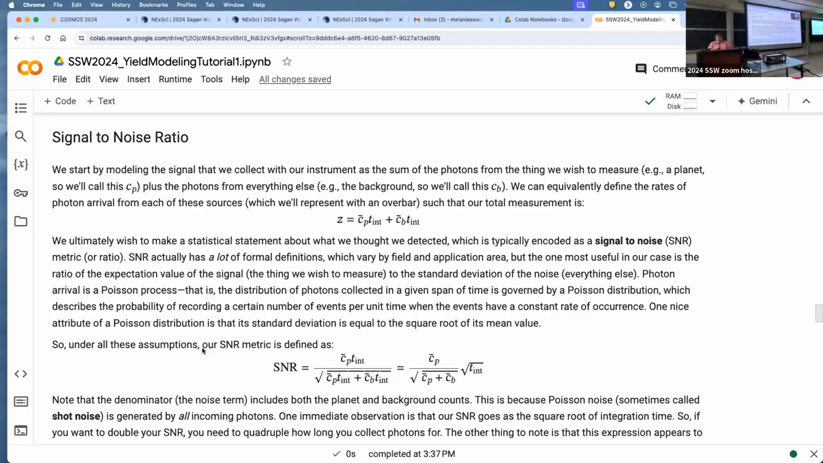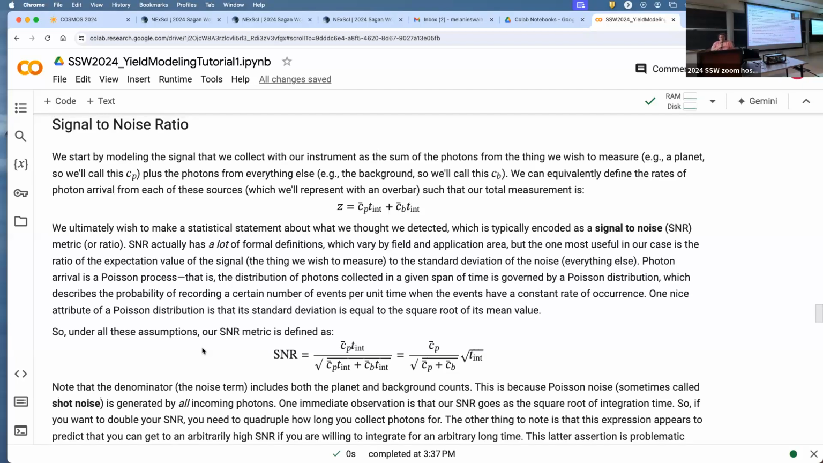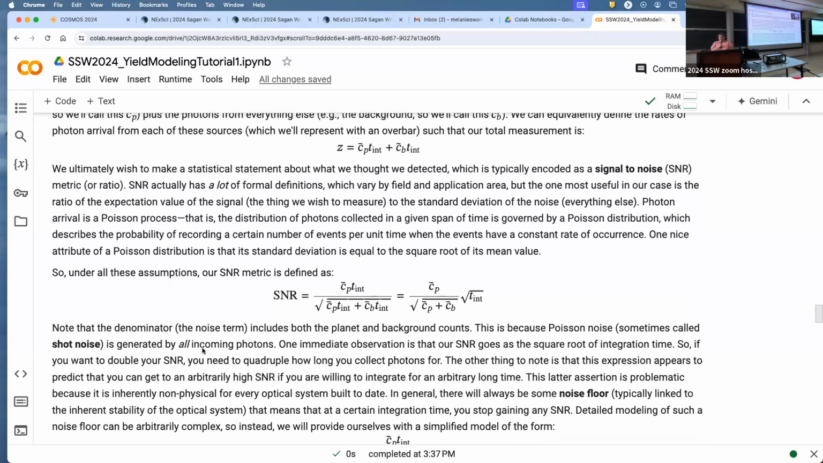So we will think about this in terms of the photon arrival rate. And so for our sources, we're going to call this C subscript P. So the C is for the counts, or really we mean the count rate, and P is for the planet. So we're going to have the count rates from the planet multiplied by your integration time, which is going to give you your total number of counts, or your total number of photons. And then we're going to have the counts from the background, which are also multiplied by your integration time. But that's not statistical yet.